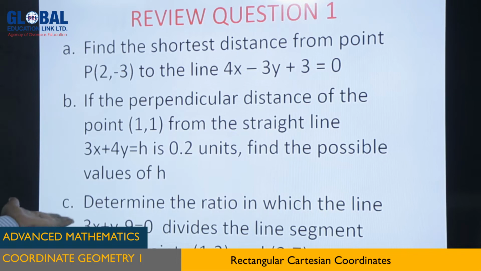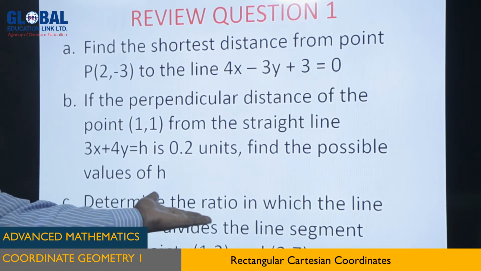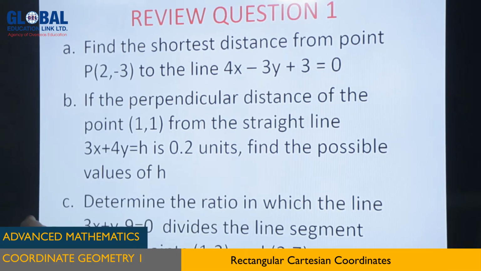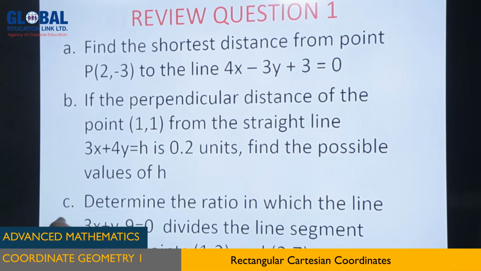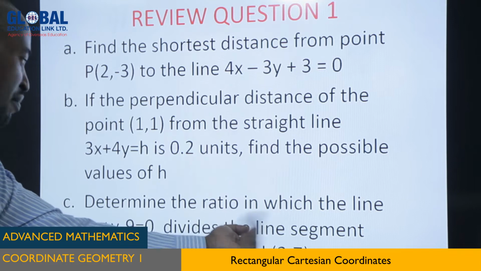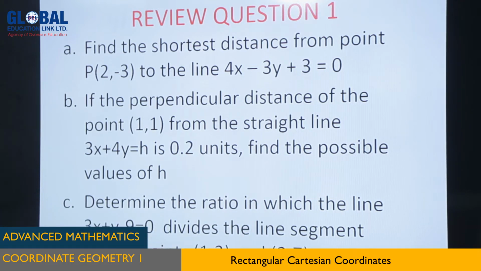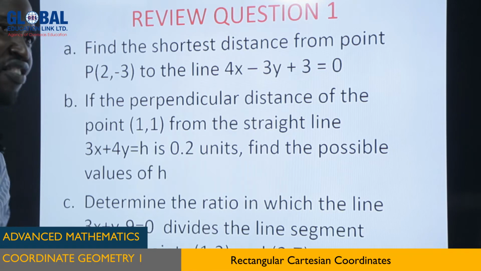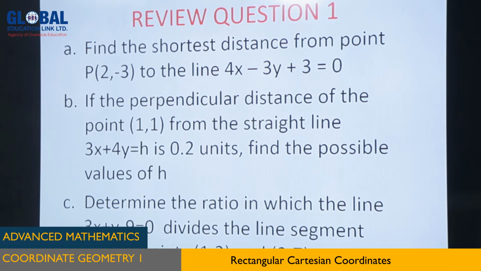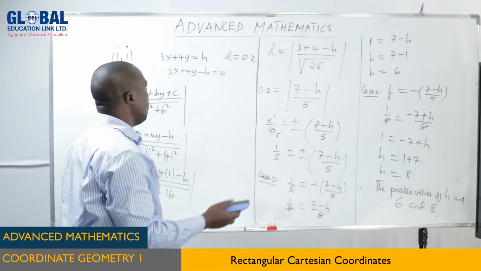We have C here. Determine the ratio in which the line 3x plus y minus 9 is equal to 0 divides the line segment joining points (1, 3) and (2, 7). So again, that one is the application of the distance formula or perpendicular distance. Let us see how we can do that question.